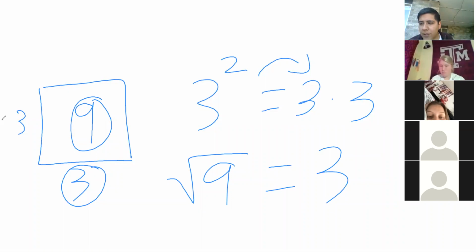Just like any other operation, right? If you do adding, you can undo it by subtracting. If you do multiplication, you can undo it by dividing. If you square something, then you can undo it by taking the square root, okay? So it's just like any other operation, it's finding the opposite or undoing what you did previously.